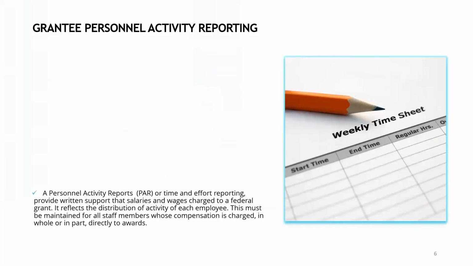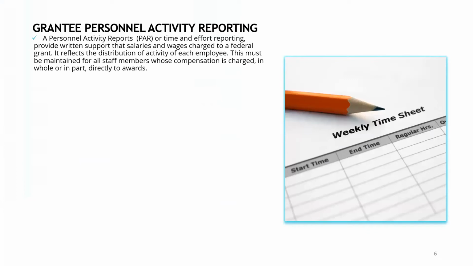So how do you account for personnel activity? Well, here's some of the personnel activity reporting that needs to be done. A personnel activity report, or PAR, or time and effort reporting, provides written support that salaries and wages are charged to a federal grant. It reflects the distribution of activity of each employee. This must be maintained for all staff members whose compensation is charged in whole or in part directly to awards.